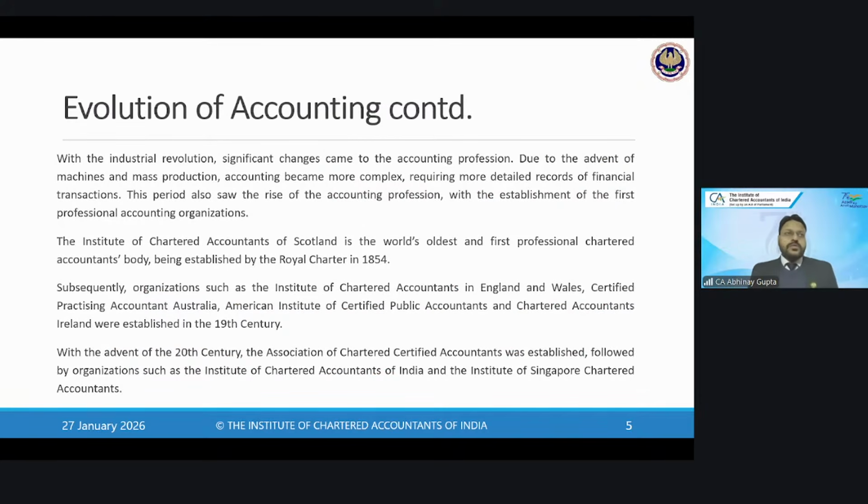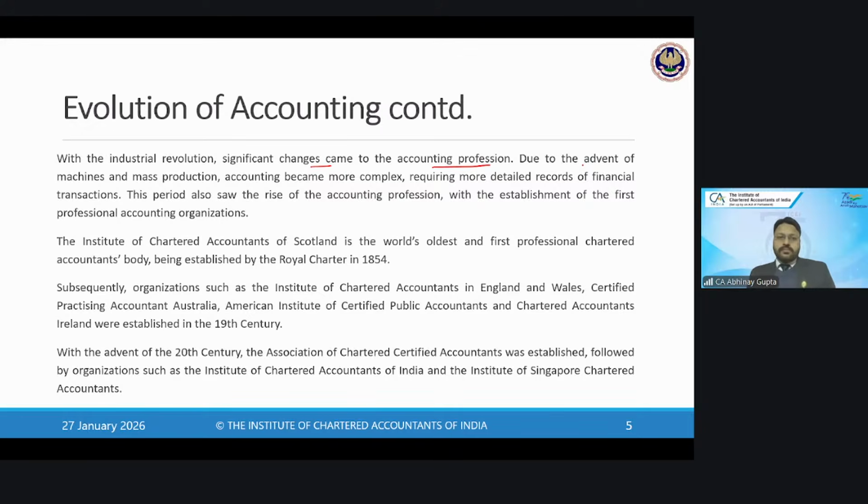Then the industrial revolution happened somewhere in the 1850s, right, and this led to significant changes in the accounting profession, right? Because prior to that there was no manufacturing process as such, no industrial activity happening across the globe significantly. So there was no need to do the accounting for these things. But when the industrial revolution started, companies realized that they need to focus more on accounting, and the accounting profession started to grow from there, right?